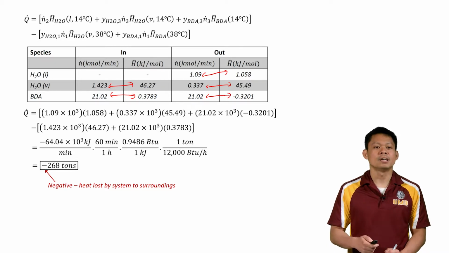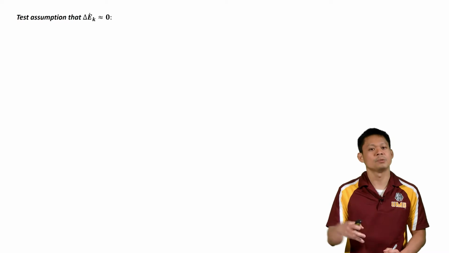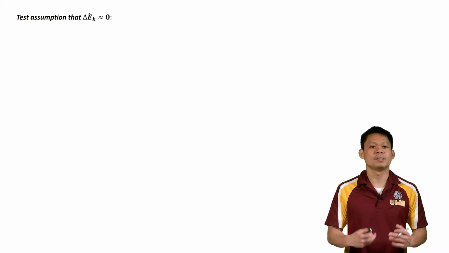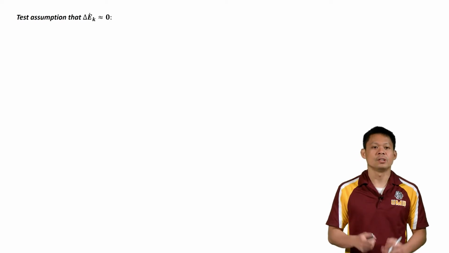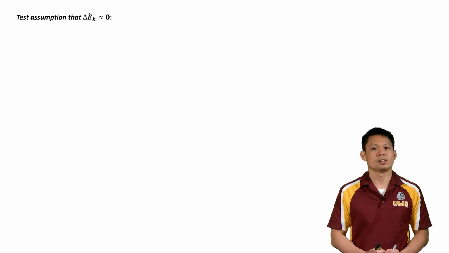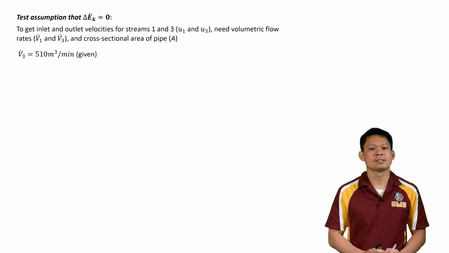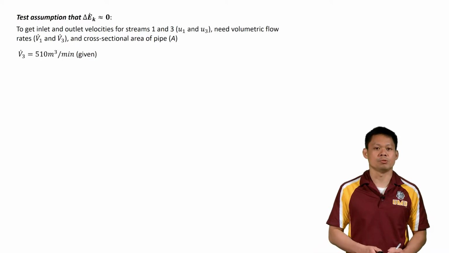All right, so now let's test the assumption that our delta EK is approximately 0. And we'll move on to our delta EP, the potential energy, after that. We have always made this assumption. Let's confirm that this is indeed true. So we know we have half mu squared. We need the mass flow rates of our outlet and our inlet stream. So to do that, we actually need the volumetric flow rates and the cross-sectional area of the pipe that will allow us to find our velocities, U1 and U3.